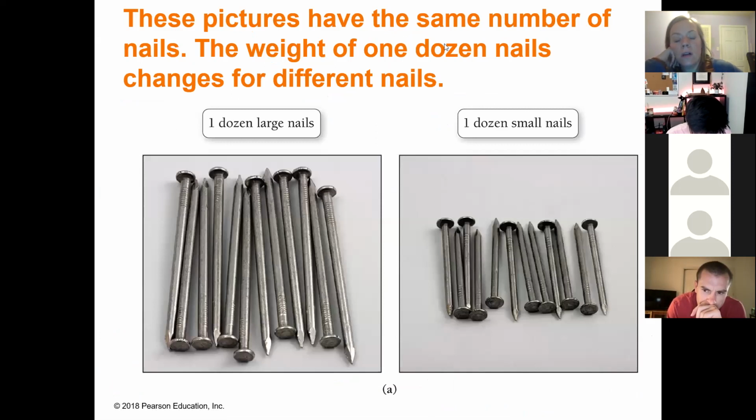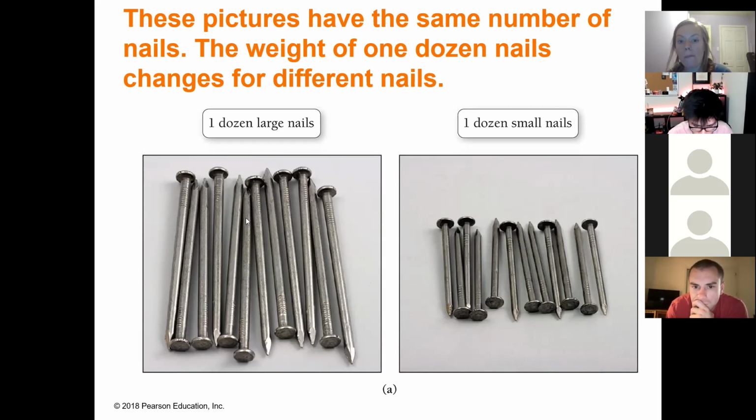So these 2 pictures have the same number of nails, but the weights on these are different. Looking at those 2 piles, which one's going to be heavier? Probably the 12 nails on the left, right? Unless it's a really, really dense metal. Let's say they're both made out of iron, so they have the same density. The ones on the left are going to weigh more because they're bigger. There are 12 on each side, but the left one's bigger.